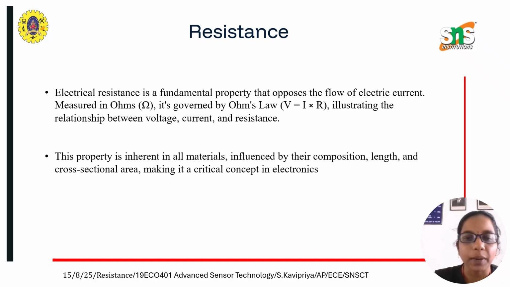Resistance is a fundamental property which opposes the flow of current. It is measured in ohms and is given by Ohm's law, V = IR. Voltage is directly proportional to the current, and to remove the proportionality, the constant R is used. So V = IR gives a relationship between voltage, current and resistance. It is influenced by factors like composition, length and cross-sectional area. It is a very important topic in electronics.